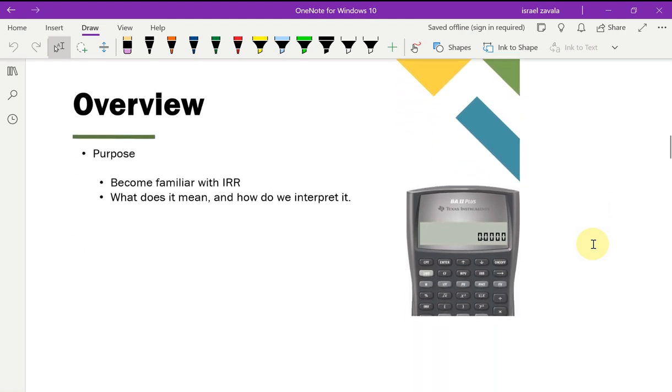So, quick overview. We're going to become familiar with internal rate of return today, obviously, and we're going to understand what does it mean and how do we interpret it, okay?